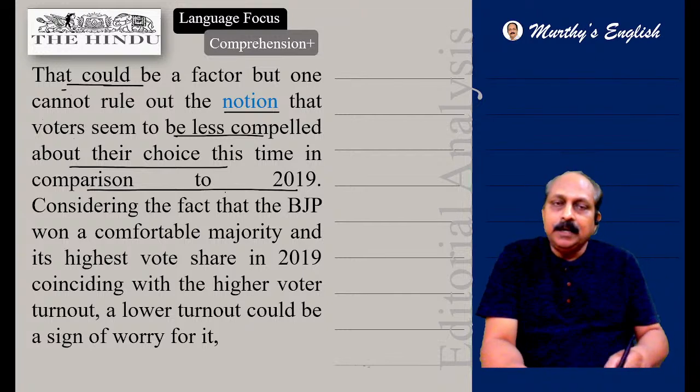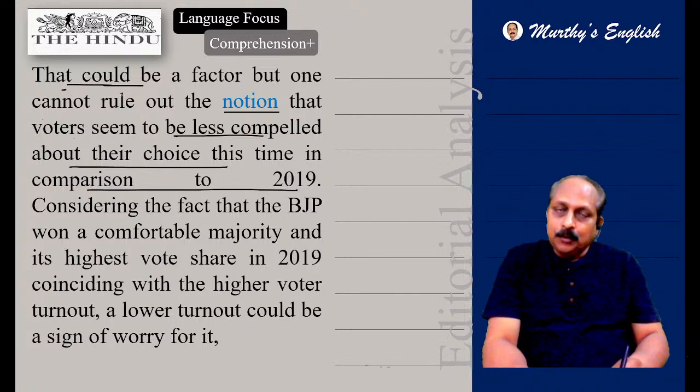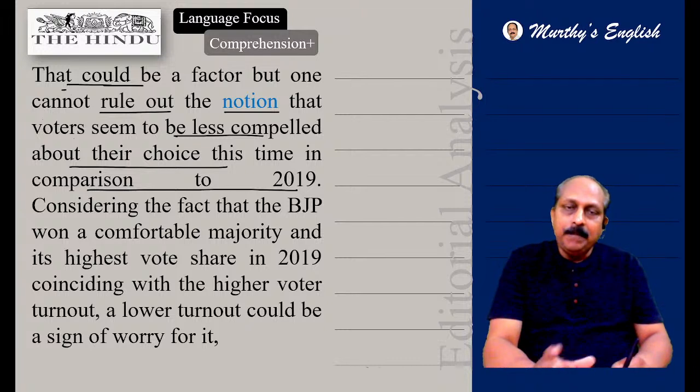This is the opinion taken by the editorial. That could be a factor. Possibility, chances are less. But one cannot rule out. Rule out means something impossible. I'll give an example. The meeting between the management and the union is ruled out, means it is not going to happen. We cannot rule out, means again there's a possibility.